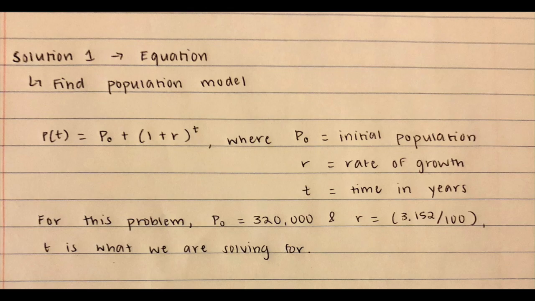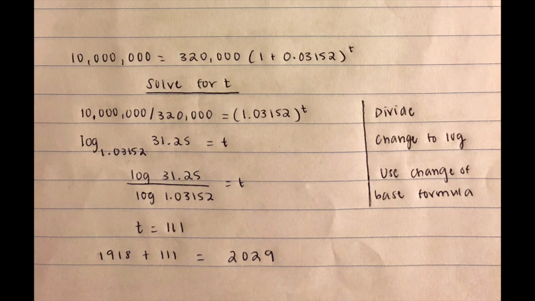For part 1 of this problem, we are asked to find when P of t is equal to 10 million, which means we are solving for t. We can substitute 10 million for P of t, 320,000 for P sub 0, and 1.03152 for the growth rate. This is because r must be a decimal, so we must convert 3.152% to a decimal by dividing by 100, then adding 1 to get 1.03152. Then we can solve, as shown, to get 111 years after 1918, which means that in 2029, the population of Arizona will hit 10 million.